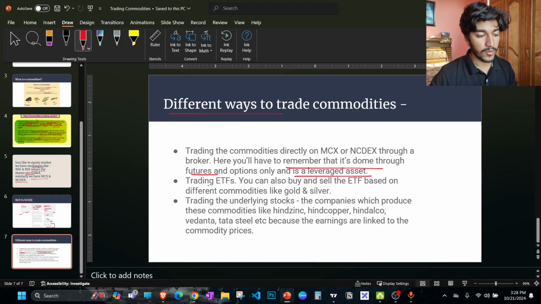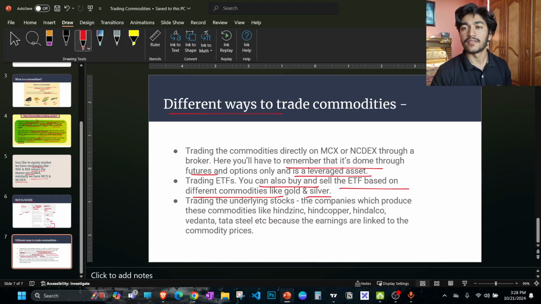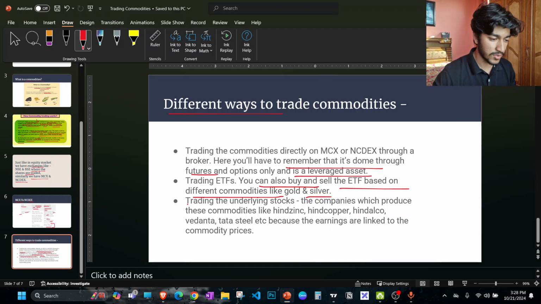The second thing you can do is trade ETFs. You can buy and sell ETFs based on different commodities like gold and silver. You must have heard the names Gold BeES or Silver BeES. Let's say you don't want to trade the commodities directly, you don't want to trade through futures and options and you're not comfortable with that. You can buy the ETF of those commodities, like Gold BeES or Silver BeES, because they follow the movement of the commodity itself.